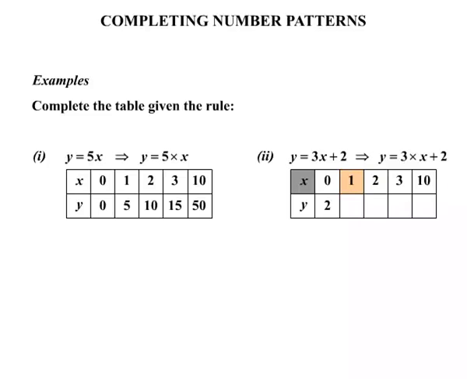When x equals 1, y will equal 3 times 1, which is 3, and then we need to add 2, so we get 5. When x equals 2, y will equal 3 times 2, which is 6, then add 2, we get 8. Now when x is 3, y equals 3 times 3, 9, plus 2 is 11. And when x equals 10, y equals 3 times 10, which is 30, and then add 2, we get 32.